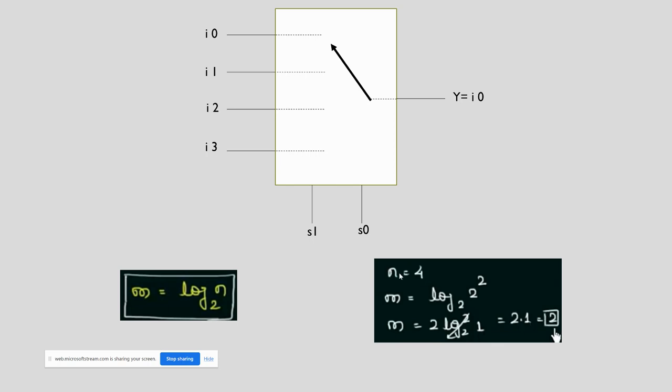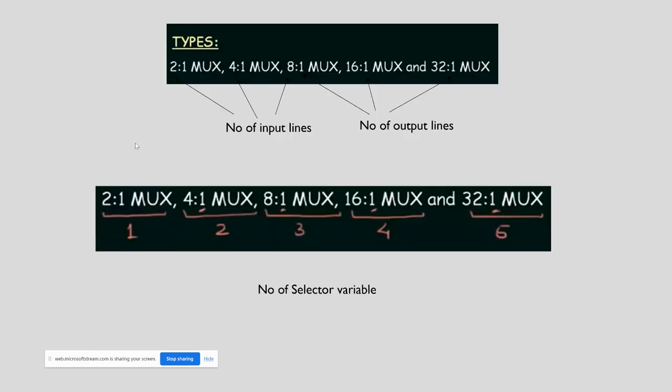So when n equals 4, the number of inputs, m equals log to the base 2 of 4, which is 2 to the power of 2, so we have m equal to 2 multiplied by 1, because 2 over 2 is 1. So 2 multiplied by 1, we have 2. Like I said, don't worry too much about this. All you need is to understand how it works.